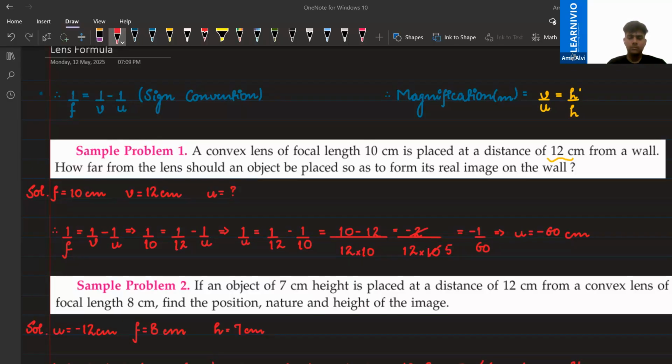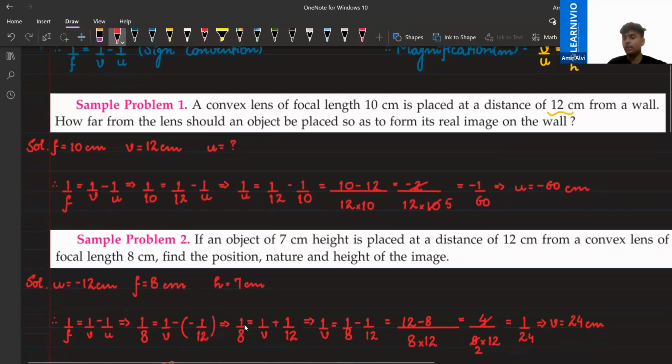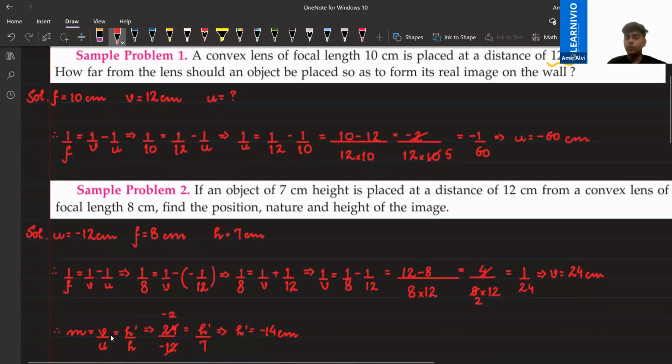Sir, can I just say it? Yes, just say it. Sir, I got height of the image as 14. That's right. Negative or positive? Positive. Negative. It would be negative because it's V by U. So height would be basically 24 by minus 12. Sir, I put it as just 12 and put the minus. That's the reason you have got 12, 14. Okay, no worries, no worries.